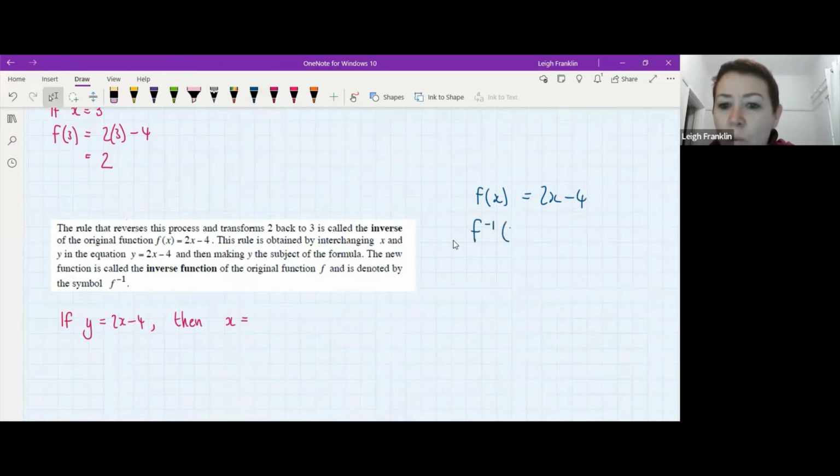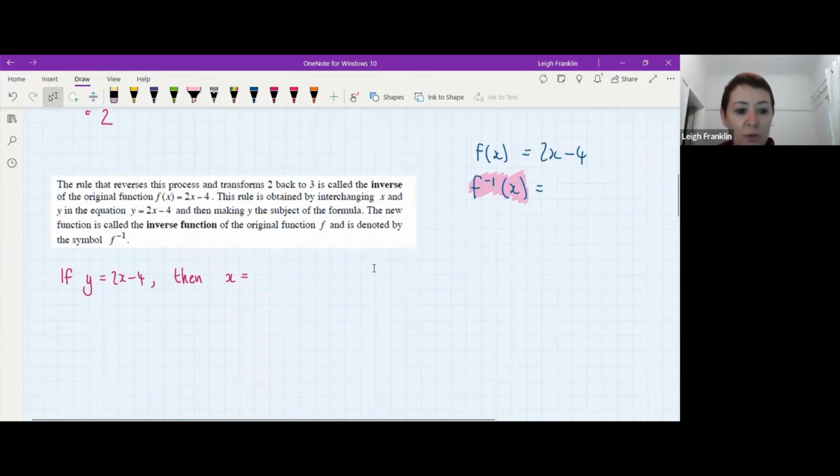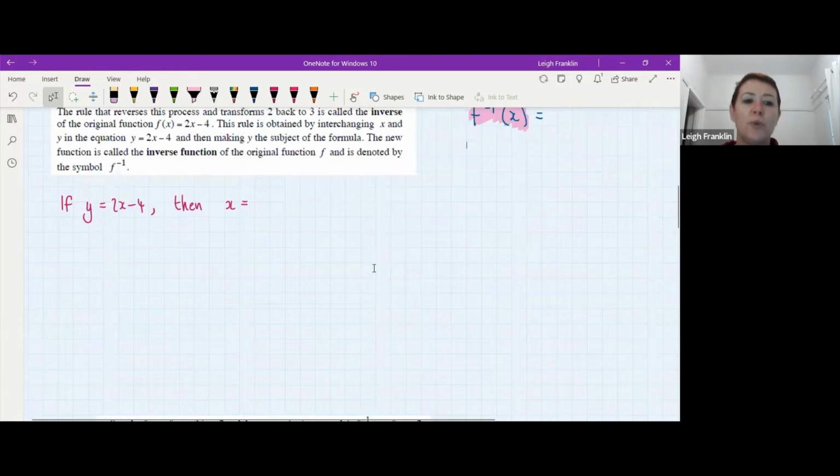as f minus 1 of x. Okay, and this notation over here, f to the power of minus 1 of x, is our inverse notation. All right, so it doesn't have anything to do with exponents. It isn't a reciprocal. It's the way in which we write an inverse. Okay, so the inverse of f of x, we would write as f minus 1 of x. Okay, so if we want to reverse this process and transform 2 back into 3, all right, what we have to do is interchange x and y.